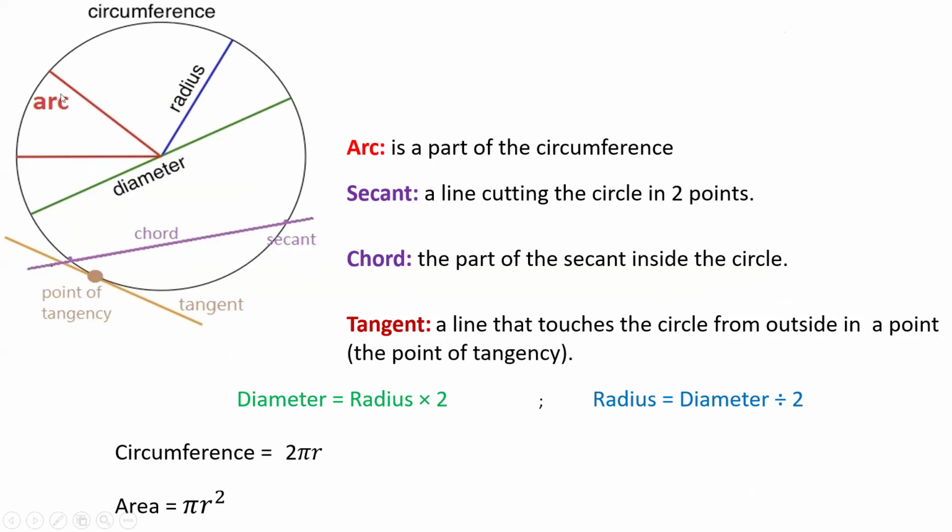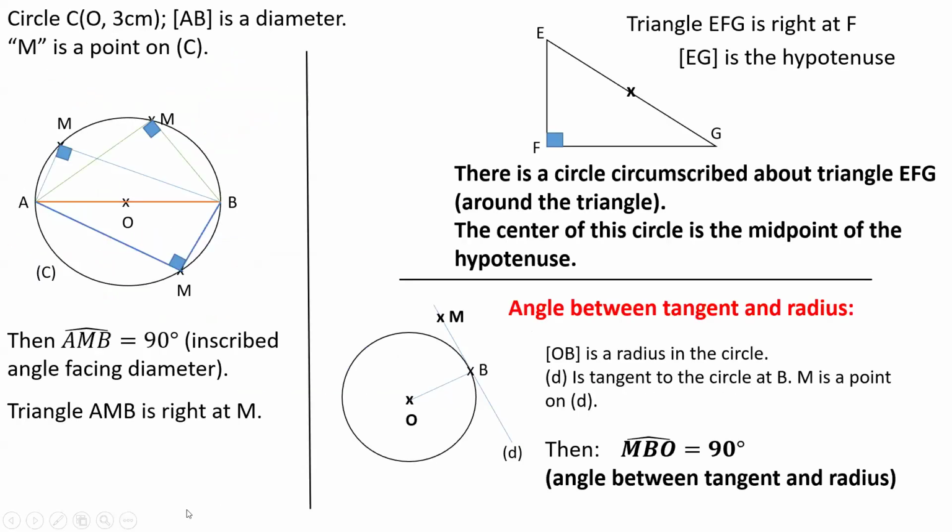To calculate the circumference of the circle, we have a rule: the circumference equals 2 times pi times r. 2 is a number, pi is a constant, a fixed number in a circle, which is 3.14, and r is the radius of the circle. To calculate the area of any circle, the area equals pi r squared. Also, pi is 3.14.